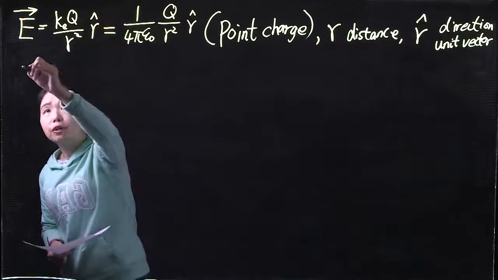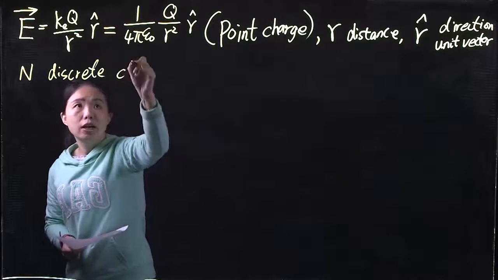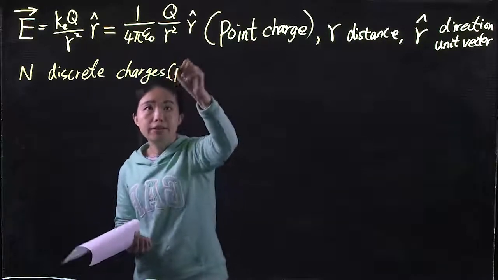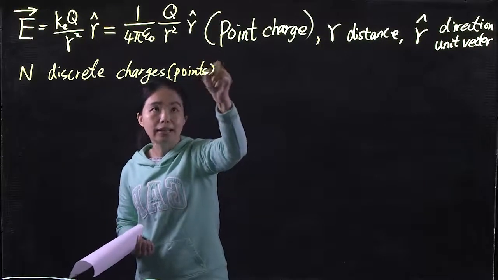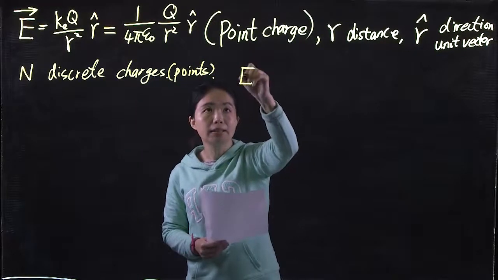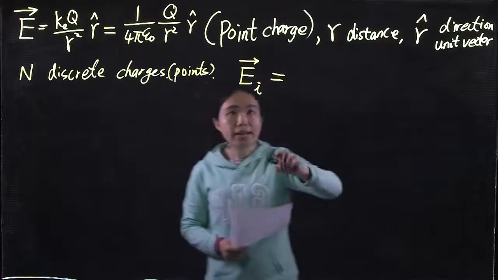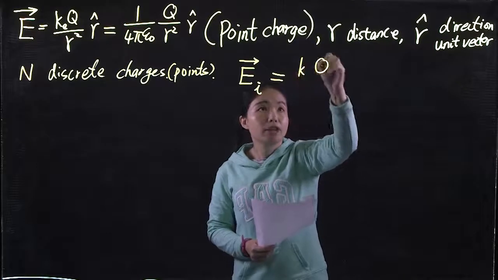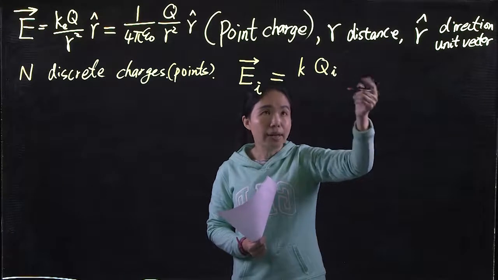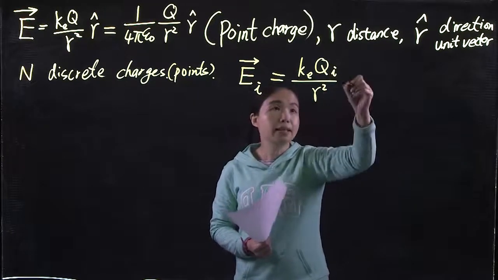So if you have n discrete charges, which are points, okay? If you have n points which are not connected, then you can figure out each individual E field created by your charge i. So if you have n charges, i goes from 1 to n. For each of them, it's creating an E field like that.